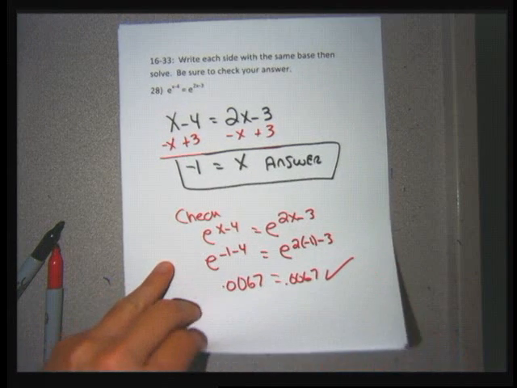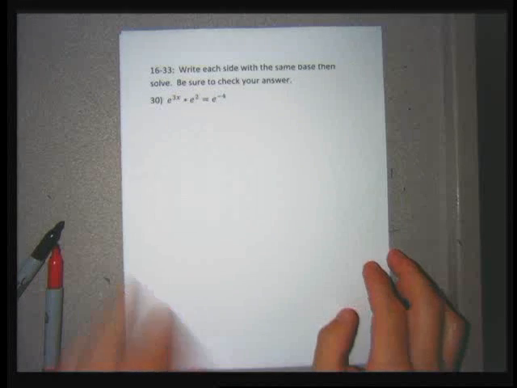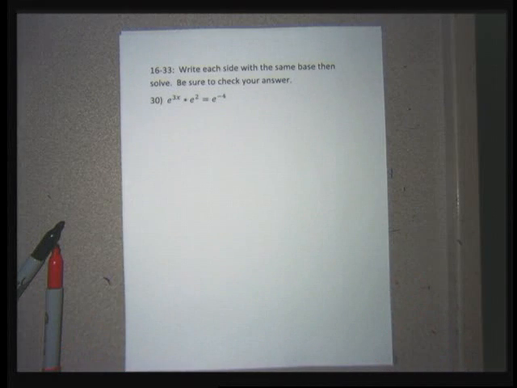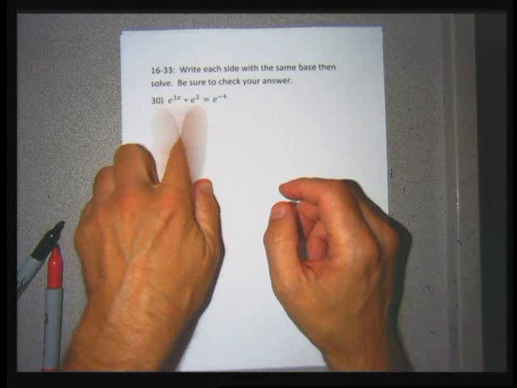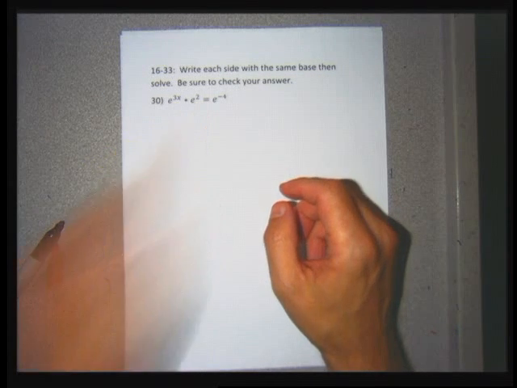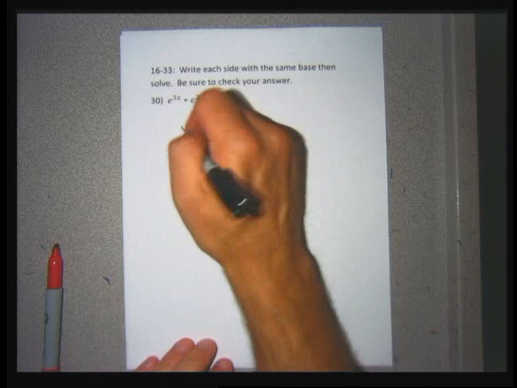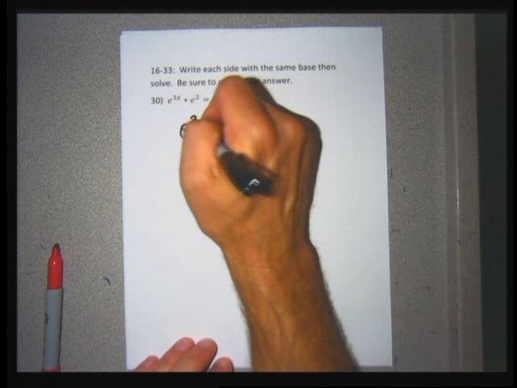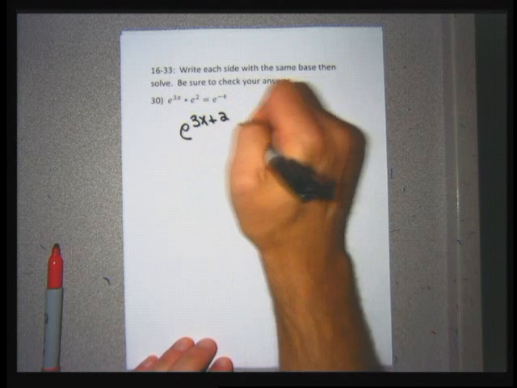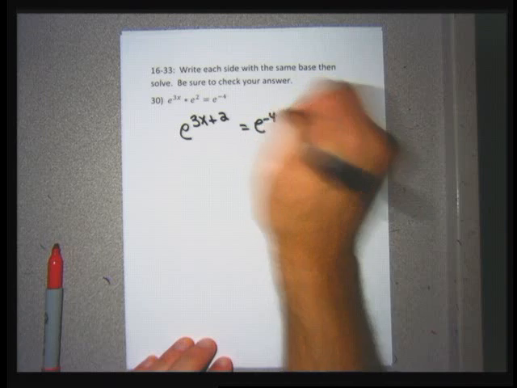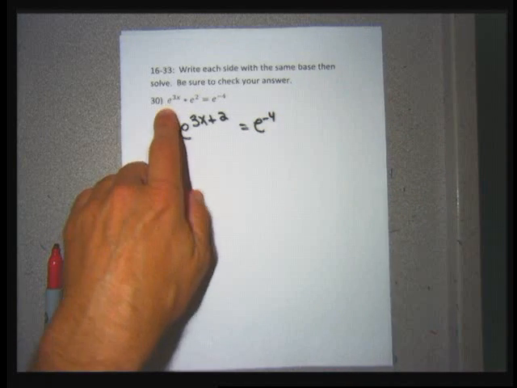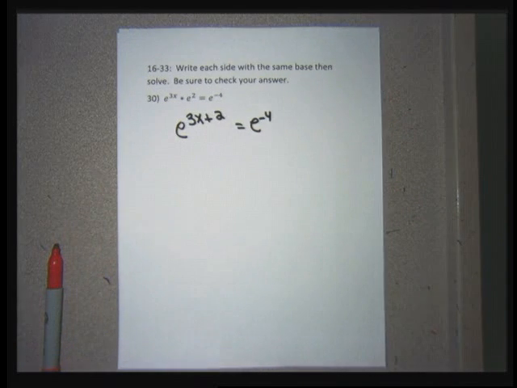So I think 2 more problems, and they require me to remember a rule of exponents that you may have forgotten. Both 30 and 32 are set up so the left side simplifies. On the left-hand side, in problem 30, I'm multiplying 2 terms with the same bases. To do that multiplication, you add the exponents and fix the base. So this left-hand side simplifies to e to the 3x plus 2.